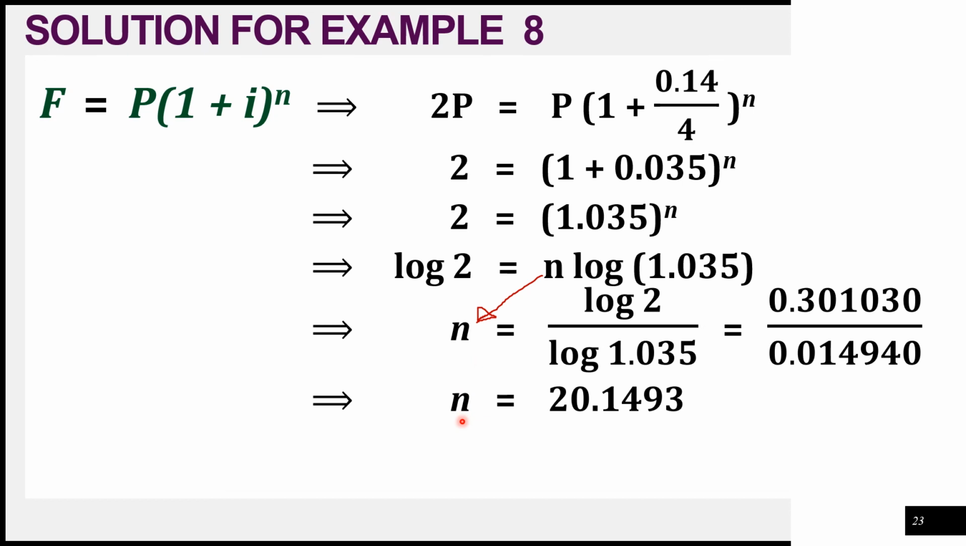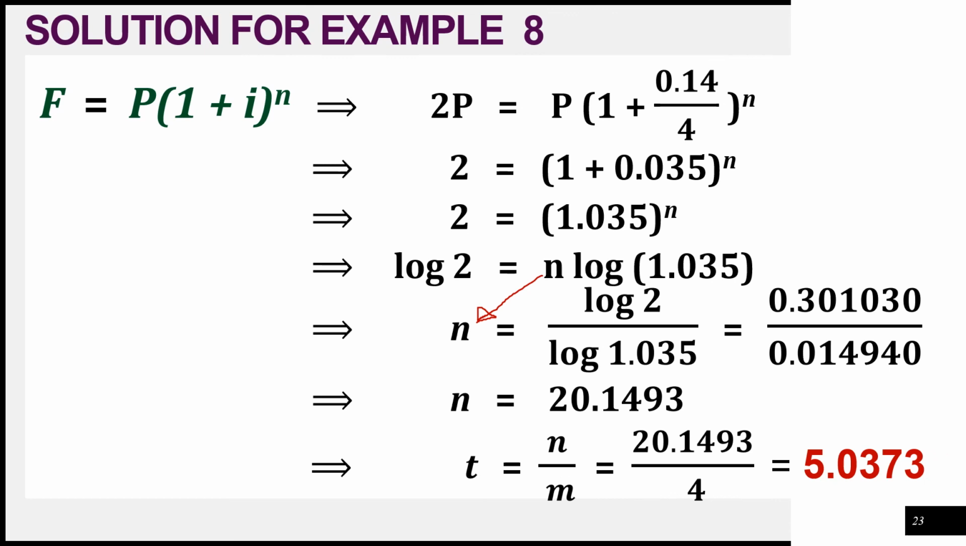Now, since we already know the value of our n, then it's time for us to solve for the value of t. Using the formula t equals n divided by m, we substitute the values. We have n is 20.1493 divided by m, which is equal to 4, since this is compounded quarterly. Then we divide 20.1493 divided by 4, we have 5.0373. Therefore, for this example, the term is 5.0373.